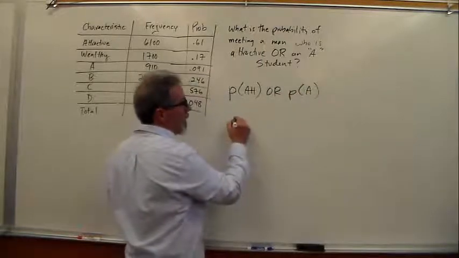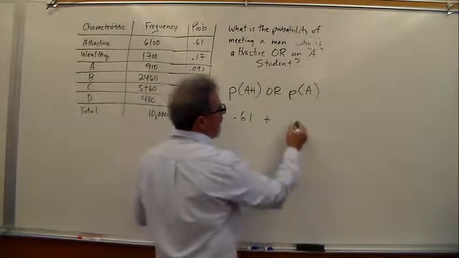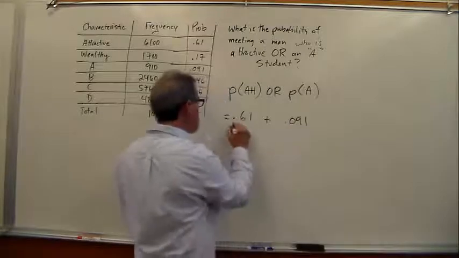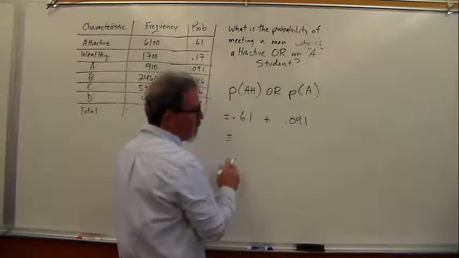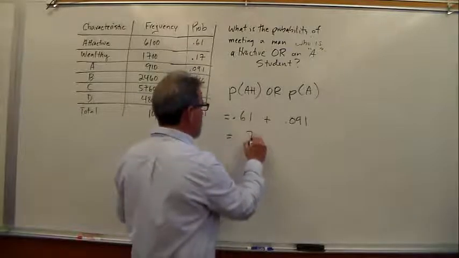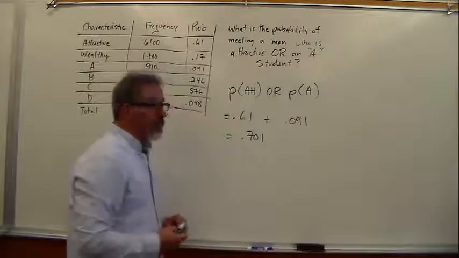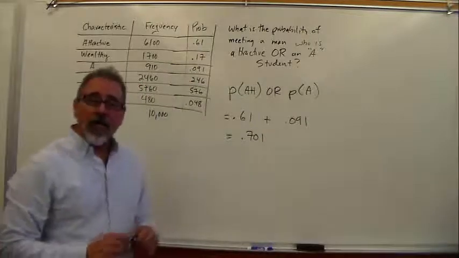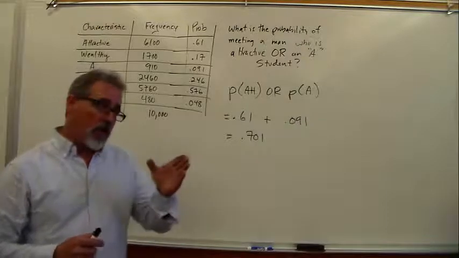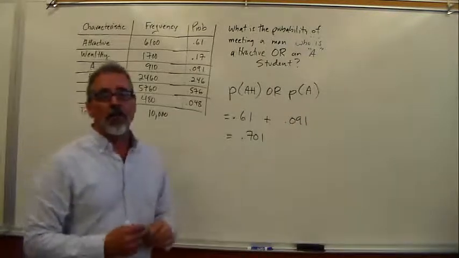Okay? So, if we remember the probability of attractive was 0.61, we're going to add that to the probability of A student, which is 0.091. When we do that, 0.091 plus 0.61 is 0.701, so that's a pretty whopping probability, 70% chance of finding someone like that. Problem is, these are not mutually exclusive events. One man can walk in that door, and they can be both attractive and an A student.